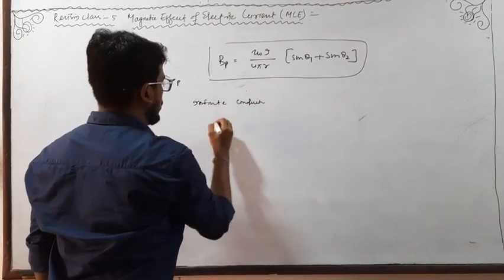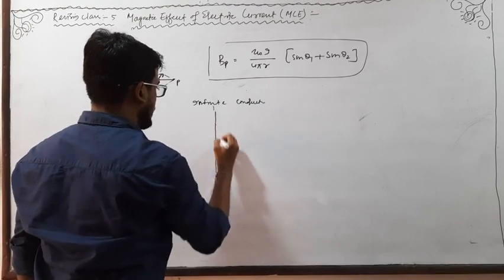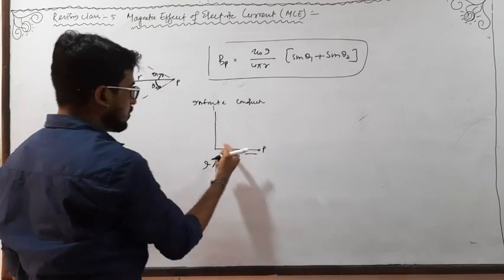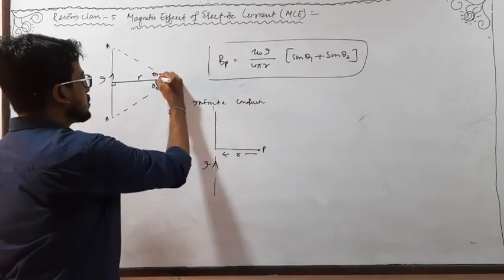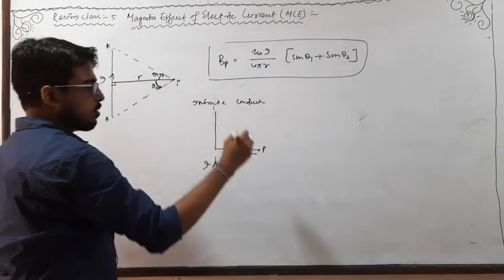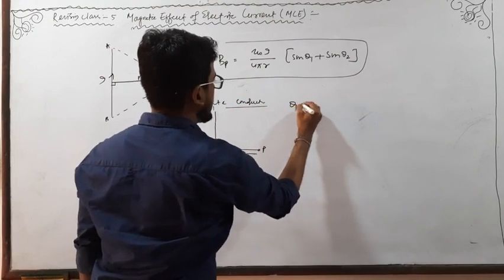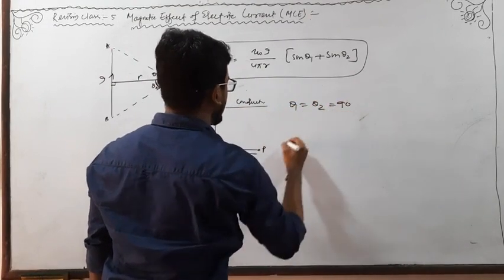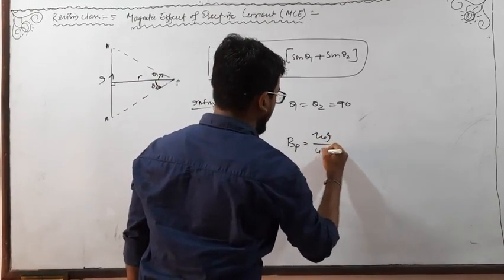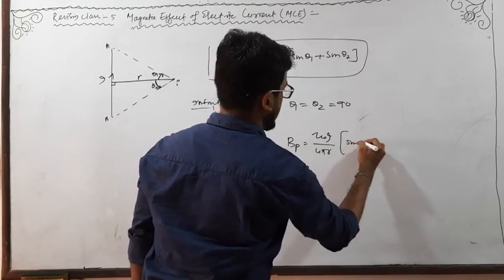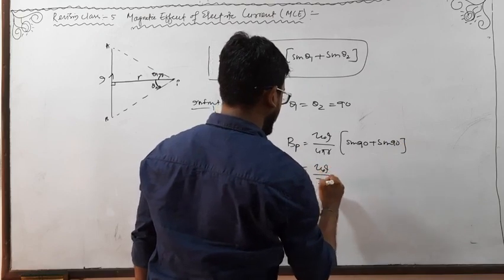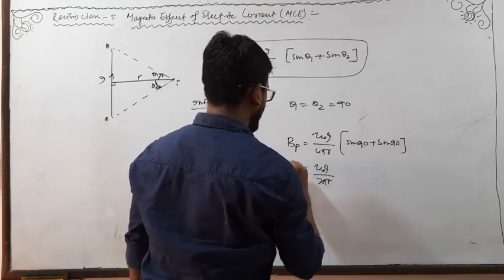If it is an infinite conductor, the length will be infinite. This is the point of observation P at a distance r, and it carries current I. If the length is extended up to infinity, these two angles will be 90 degrees, theta 1 and theta 2 both. So for an infinite conductor, what is the magnetic field strength at point P? Mu naught I by 4 pi r (sin 90 + sin 90). It becomes mu naught I by 2 pi r, because sin 90 is 1.